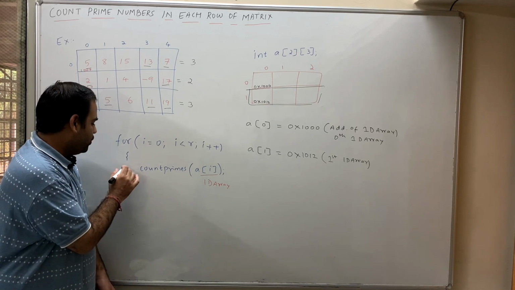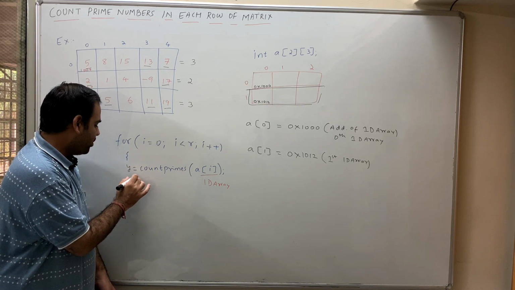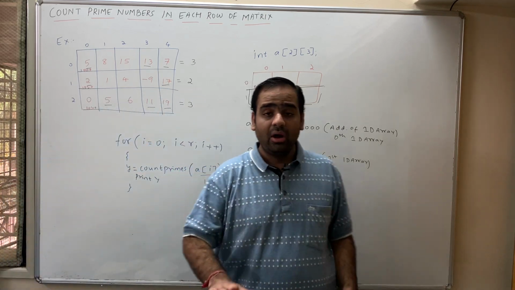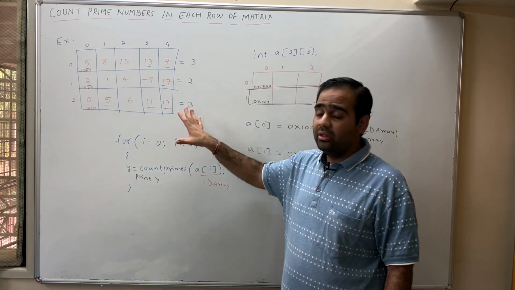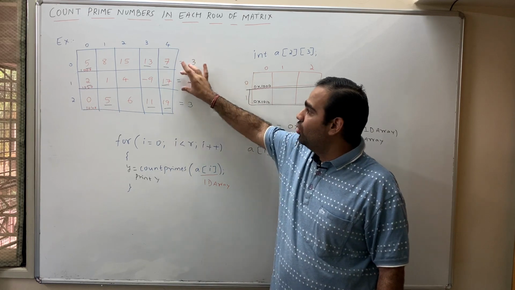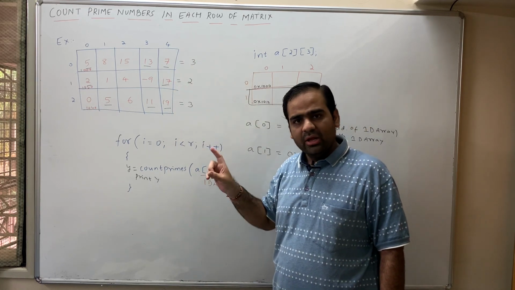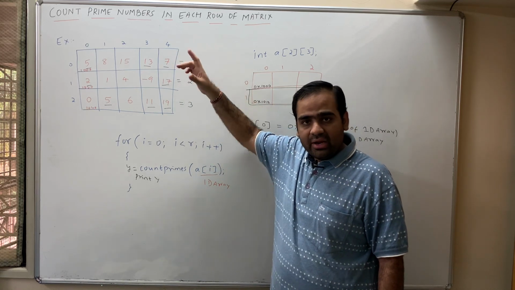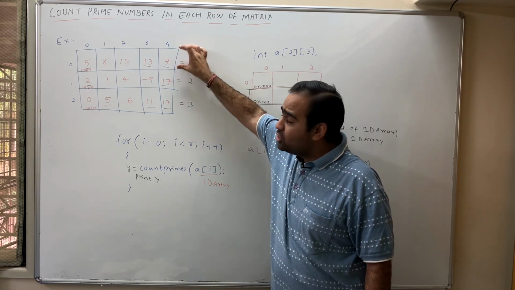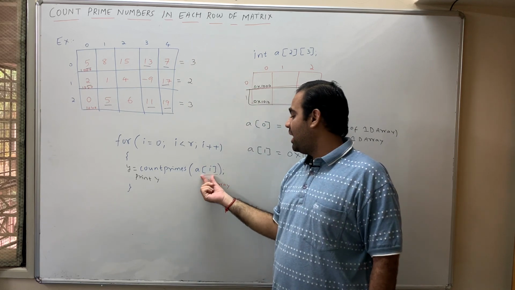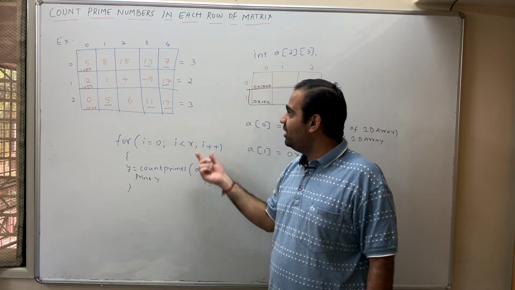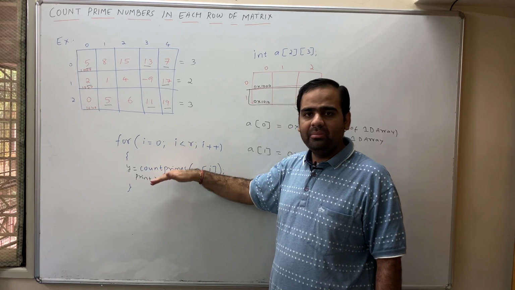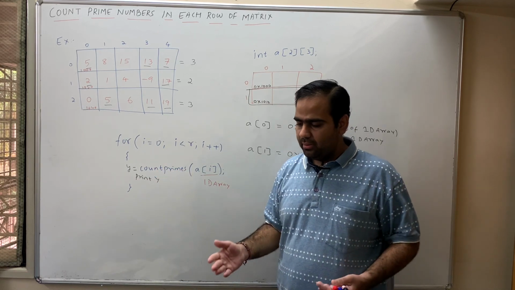Therefore it can give us the answer, and let us store it in some variable, and you print the value of y. This is how we count the number of prime numbers in each row of a two-dimensional matrix. It is very simple. A two-dimensional array is a 1D array of 1D arrays. Therefore each row is a 1D array, and I can pass each row this way. A of I means the starting address will be passed, and it will give you how many prime numbers are there, so that you can print it.